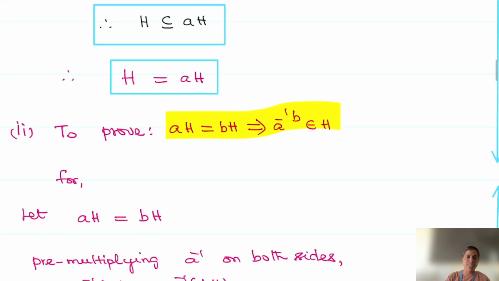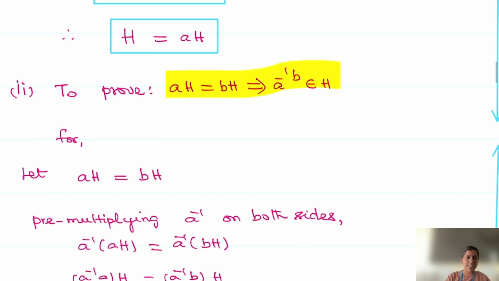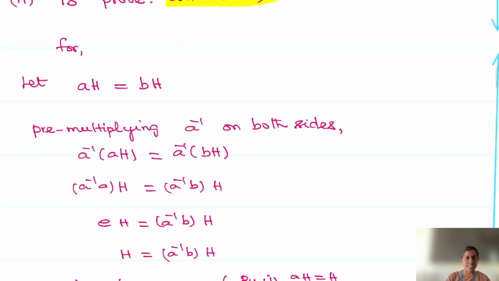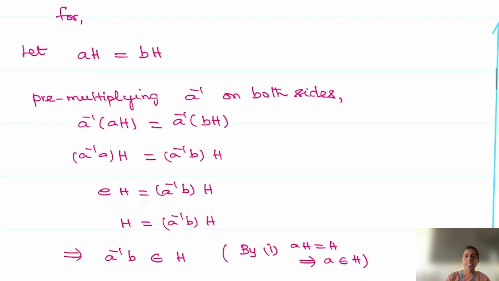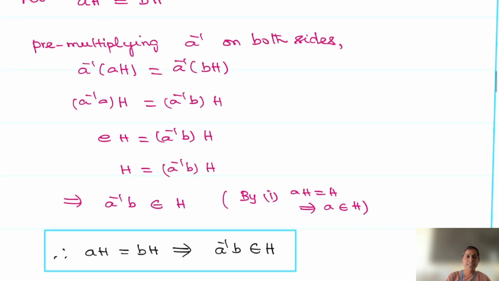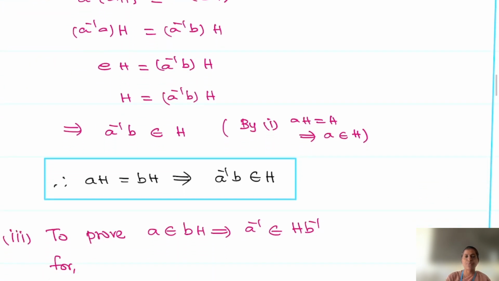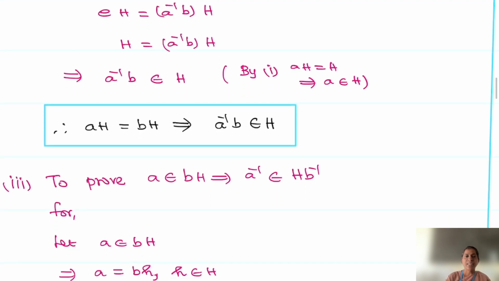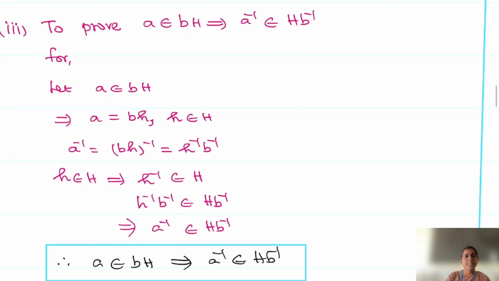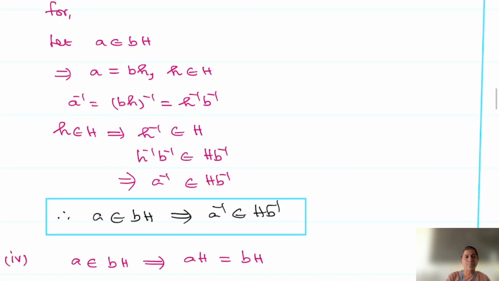Then next we prove this result. You take AH equal to BH and pre-multiply A inverse on both sides. Then following these steps, you will get H is equal to A inverse BH. Then using the previous section, we can say that A inverse B in H. Then we proved it. Then the third one, A in BH, you take and follow this method. Then we prove that A inverse in HB inverse.